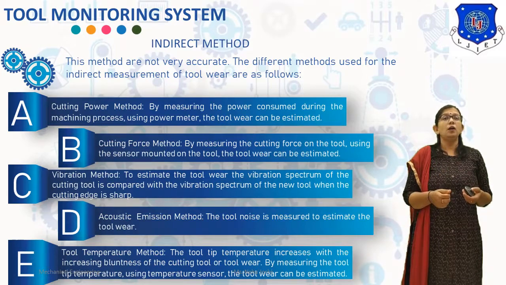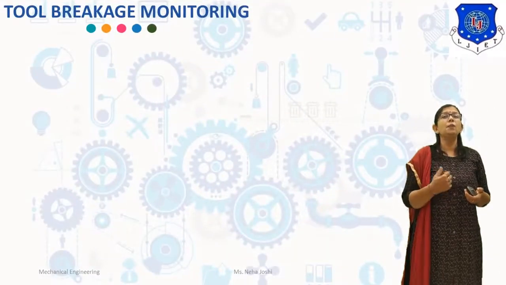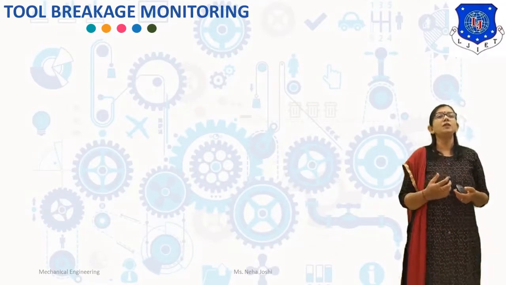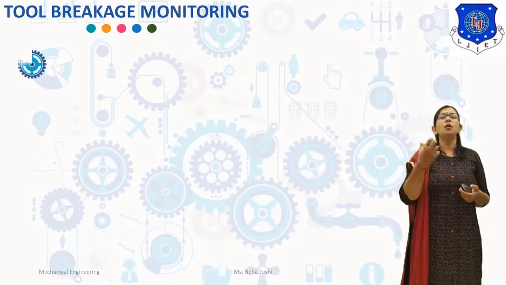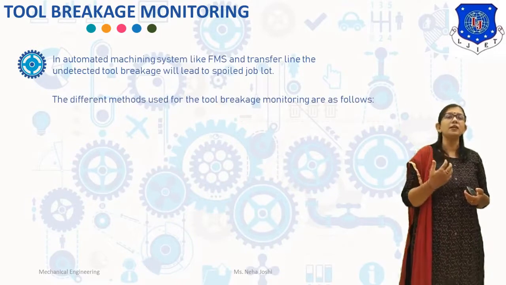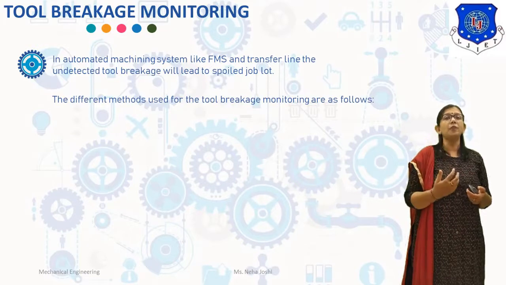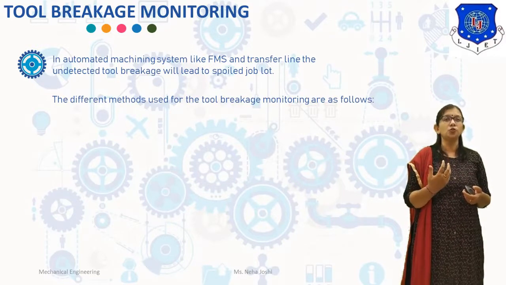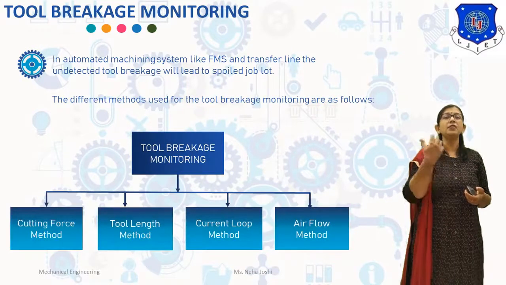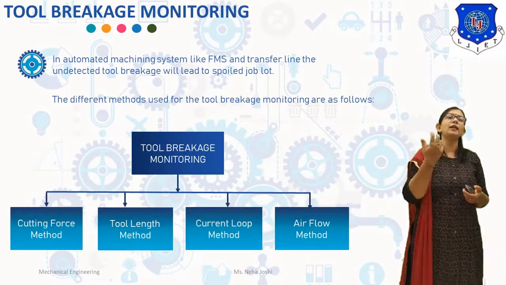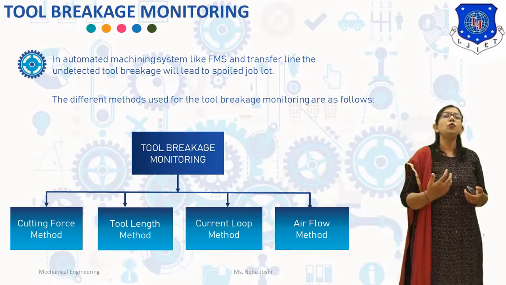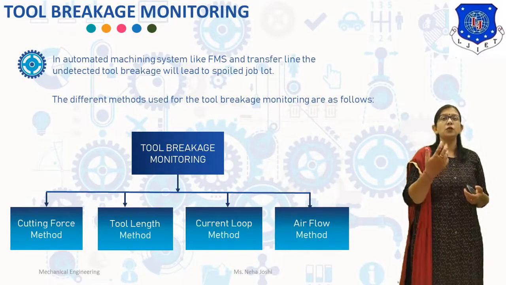Okay. So next one is tool breakage monitoring. Now what is tool breakage monitoring? In automated machining systems like flexible manufacturing systems and transfer lines, an undetected tool breakage will lead to spoiling of the job. So it is necessary to have a monitoring system which can detect the breakage of the tool and give an alarm to the operators automatically. Replace a tool from the auxiliary tool storage magazine.